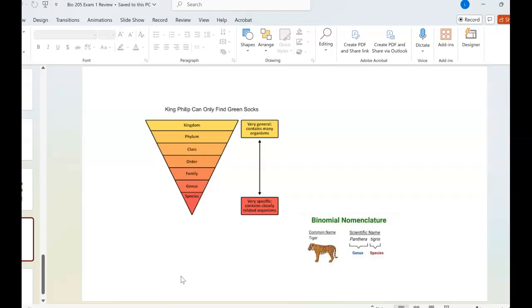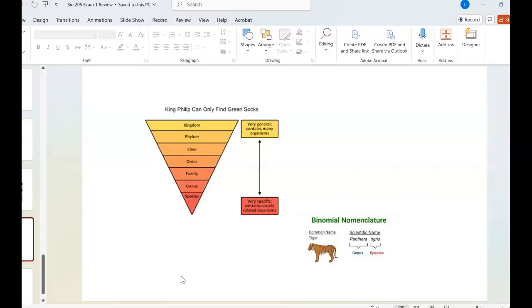Just know that the big idea is that at the top where that triangle is widest, they have some things in common. As we get closer, they have more things in common. So looking at that upside down triangle, organisms in the same family are going to have more things in common than organisms in the same class because they're closer to that triangle.